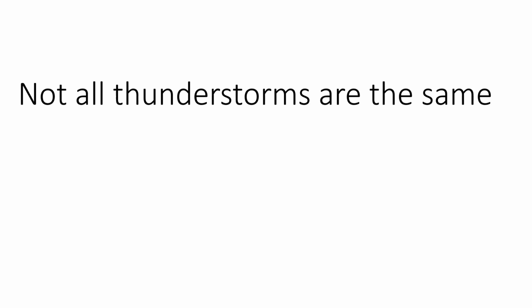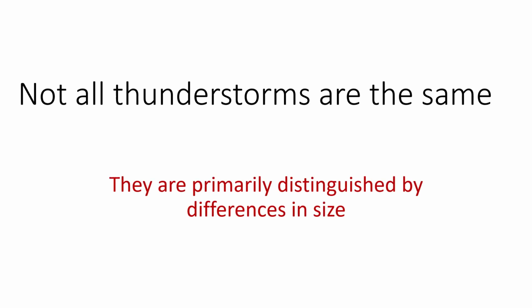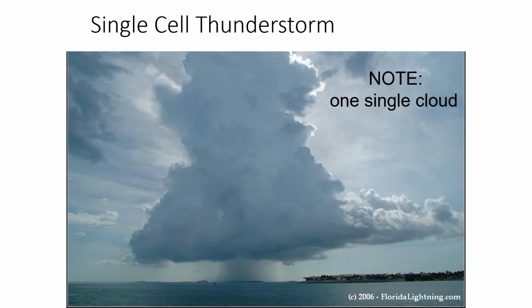Now, not all thunderstorms are the same. They are primarily different because of their size. First of all, let's look at a single cell thunderstorm. I've got one cloud here, and you can see all of the rain coming out of the bottom of the cloud. This is off the coast of Florida where you can see the horizon. You get it, okay. When it's only one cloud, we call that a single cell.